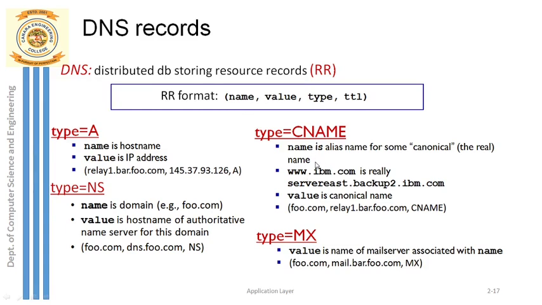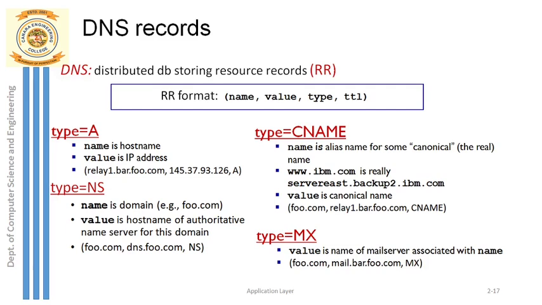Instead of supplying the IP address or the authoritative DNS server name, this type CNAME will return the canonical name for this host name, ibm.com. So what is the canonical name for ibm.com? ibm.com will be the first part, comma, and the value I'm going to get here is servereast.backup2.ibm.com, where the type is indicated as CNAME. So one example is given here.